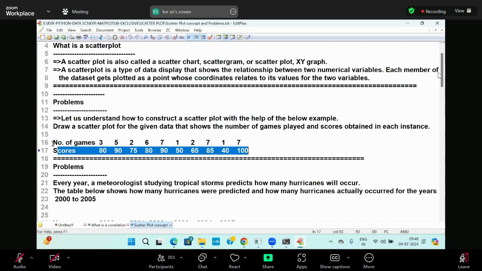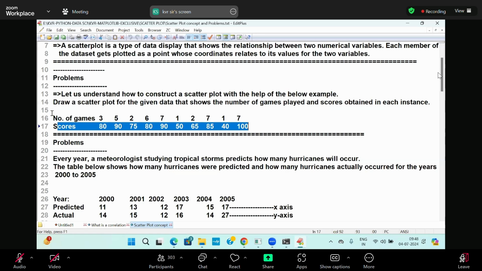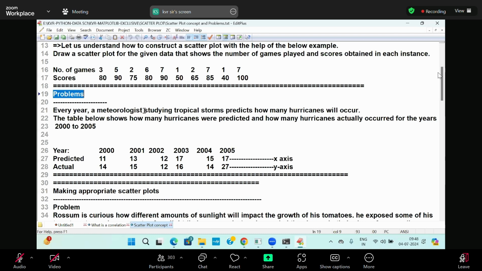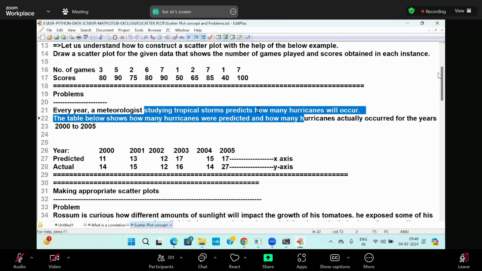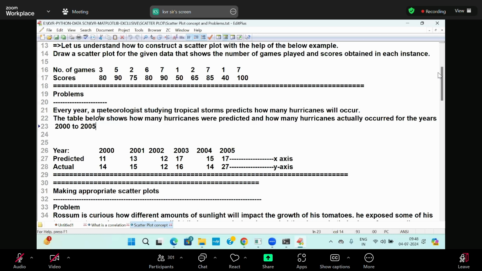Come down. Here I'm going to write another problem. Every year, a meteorologist studying tropical storms predicts how many hurricanes will occur. Meteorologist, you can understand. Hurricanes means floods, earthquakes, something like natural disasters. So that person is known as a meteorologist. So who will decide that part?